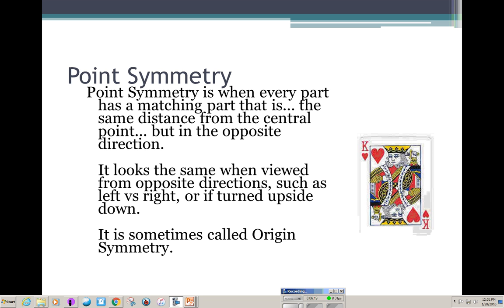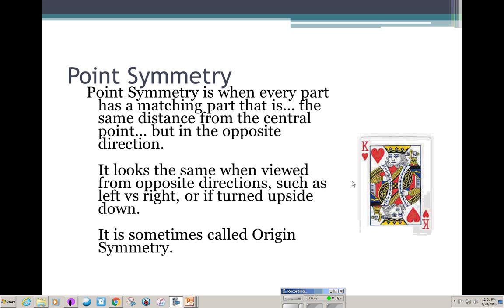So for example, in this card, consider the center right here. The K is up and to the left. We'll go the opposite direction, down to the right, and there's another K. The sword is up to the right. The other sword is down to the left, going the opposite direction through that point.